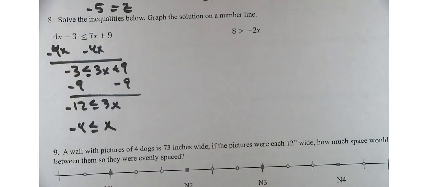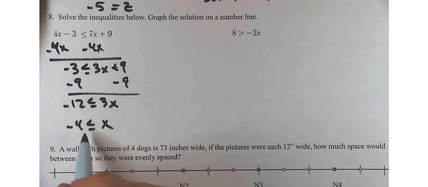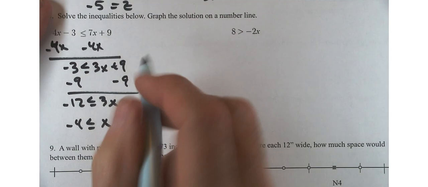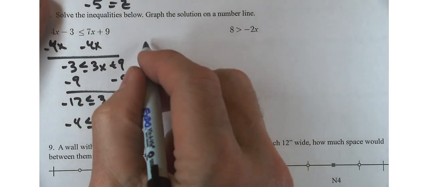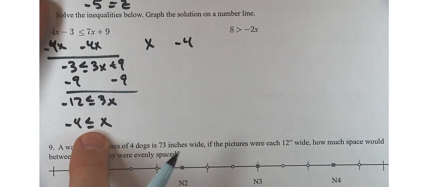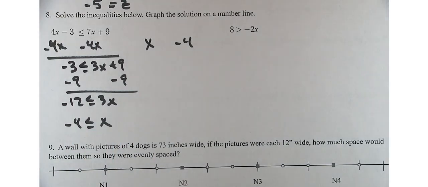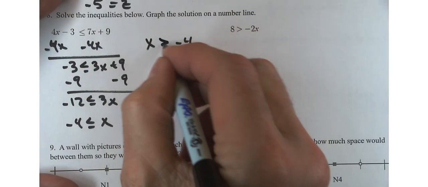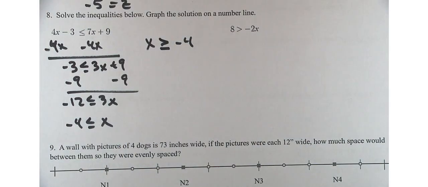I want you to graph this. Now there was a little trick that I gave you in graphing these things. Do you remember what that trick was? Let's reverse the direction of this inequality so that I put the variable on the left. So that's going to be x here, negative 4 here. What goes in between these things? What symbol? Greater than or equal to.